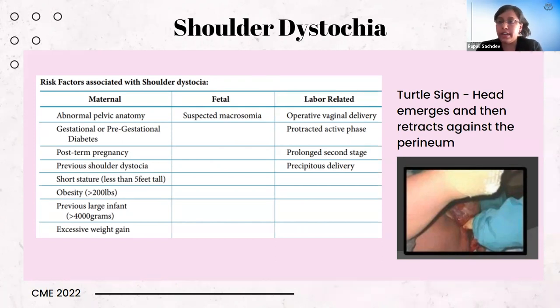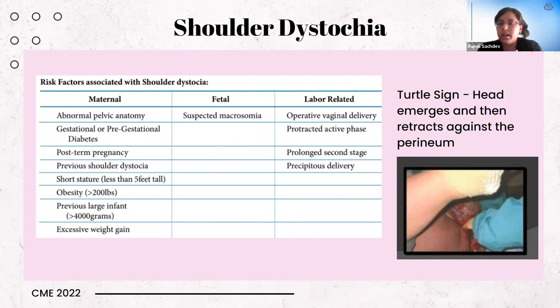In fetal risk factors, again, macrosomia. Labor-related, if it's an operative vaginal delivery, if you have a protracted active phase, or a prolonged second stage. We saw the stages of labor. If the second stage, that is from complete dilation to delivery of the baby, is very long, then there is again a chance of shoulder dystocia, and any precipitous delivery.